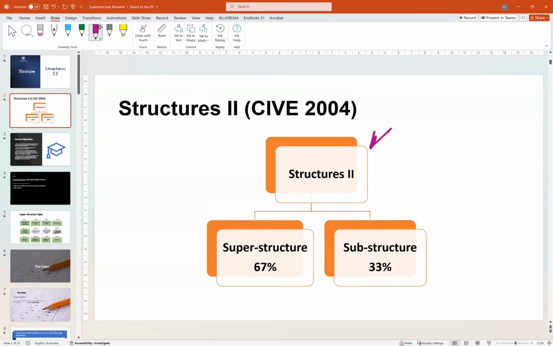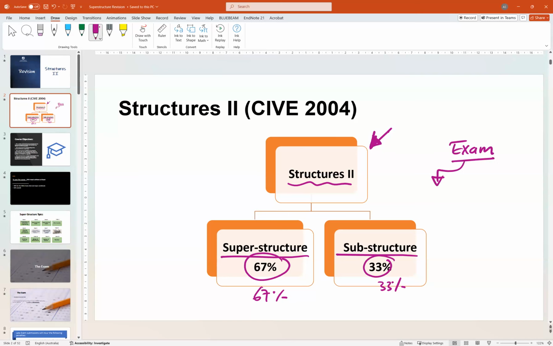Okay, so for the Structures 2 course, we have superstructure and substructure. The superstructure is 2/3 of the course or 67% of the course, and the substructure is 33% of the course, and this will also be reflected in the exam. So the exam will be 2/3 or 67% on the superstructure and 33% on the substructure part.